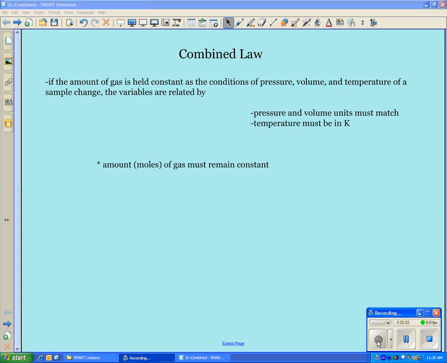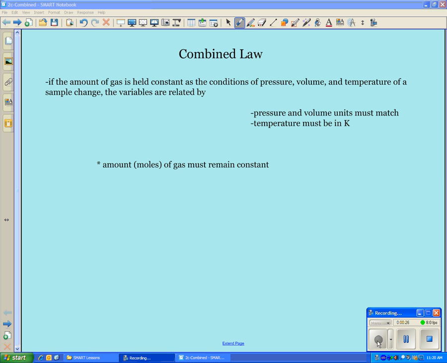The third law in this unit is called the combined gas law, and you might expect it to be a combination of the two that we've already looked at, and you would be right. So Boyle's law, which relates pressure and volume, and Charles' law, which relates volume and temperature, can be combined mathematically to give us one combined gas law that relates all three of those variables.